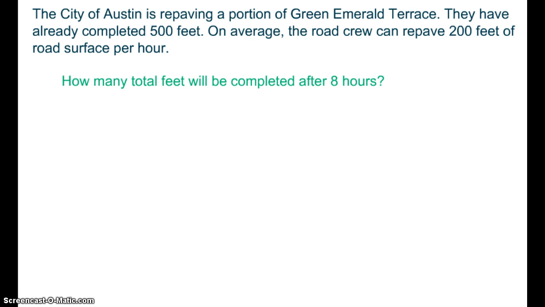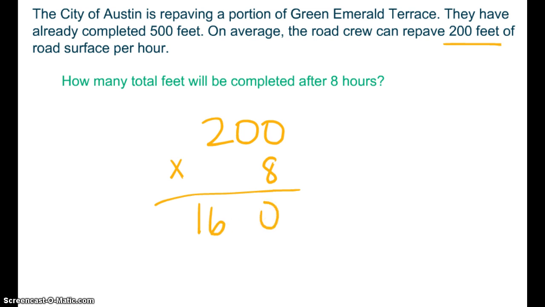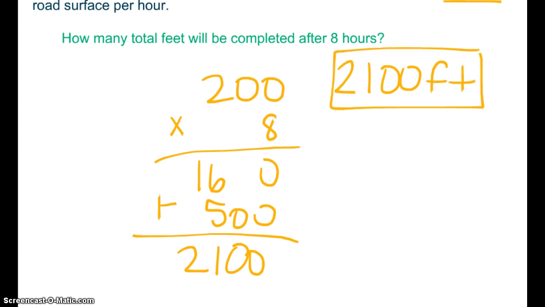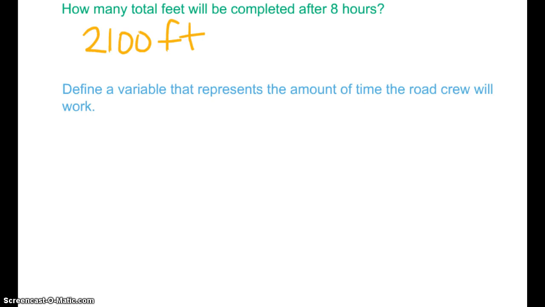So I would imagine that you did something like this. You took 200 feet, because it's 200 feet per hour, and you multiplied it by 8 hours, and you got 1,600 feet. But we know that they've already completed 500 feet, so you probably then added in 500 feet. So you may have done this in a different order, but you probably did something like this and got, again, 2,100 feet.